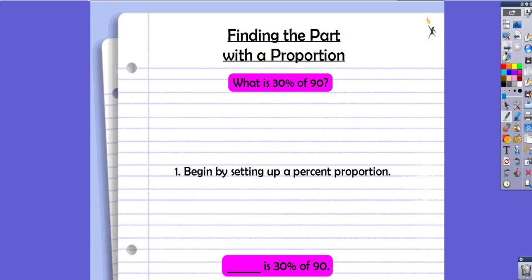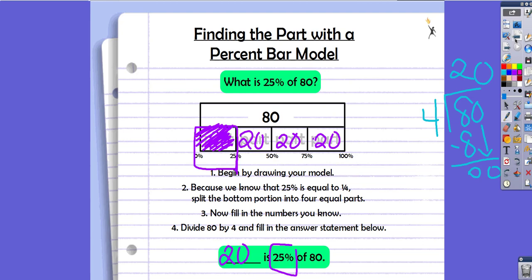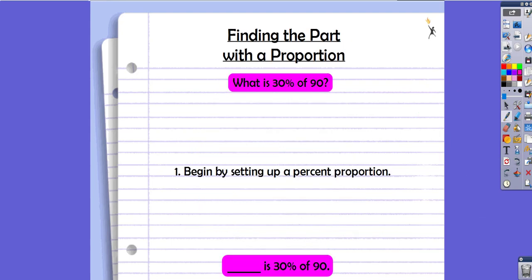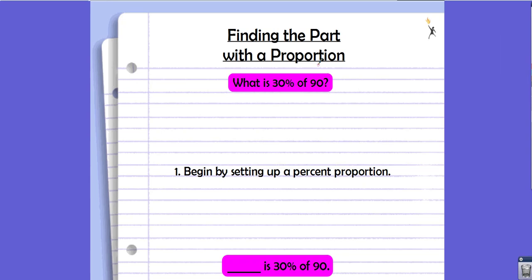Again, we're finding the part, but this time let's use a proportion. For these last two, what we used were bar models. If you like using bar models, awesome, keep doing that, but I'm also going to teach you how to do it with the proportion, in case you like this way a little better.